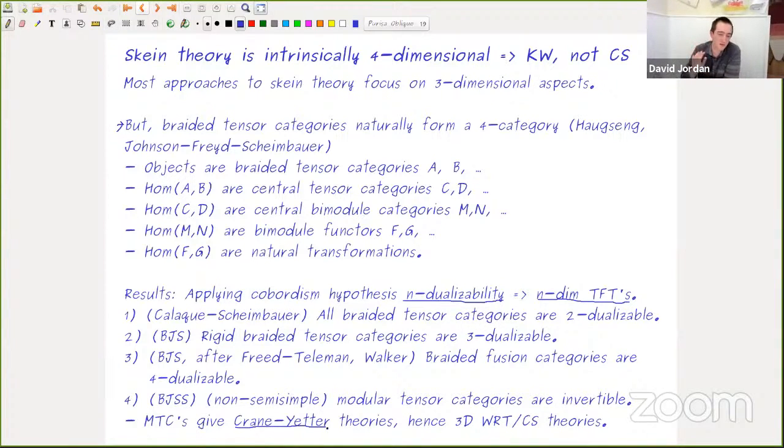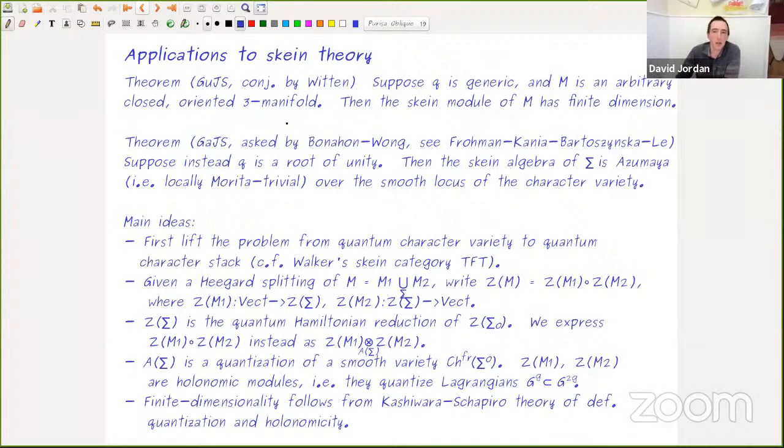Roughly, an invertible 4D theory is its corresponding 3D theory. It's not much more data than the corresponding 3D theory. But when you're non-invertible, there just isn't a corresponding theory that plays the role of the Chern-Simons in the same way that the Witten-Reshetikhin-Turaev theory attaches to Crane-Yetter. Okay, so I really want to emphasize that even just from a purely mathematical point of view, we think of this as a 4D theory. Okay. So I just want to close with some applications to skein theory and a conjecture.